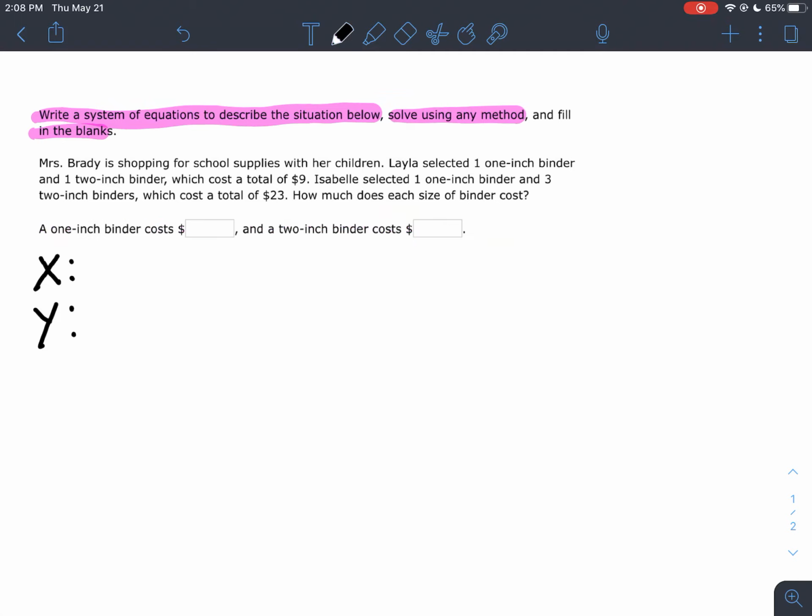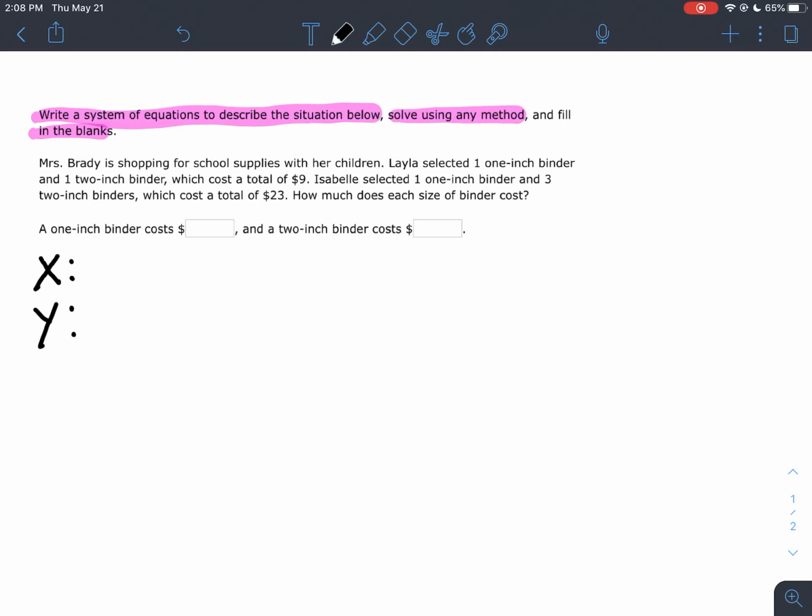So with this, Mrs. Brady is shopping for school supplies with her children. Layla selected one 1-inch binder and one 2-inch binder, the total cost of $9. Isabel selected one 1-inch binder and three 2-inch binders, which cost a total of $23. How much does each size of binder cost?